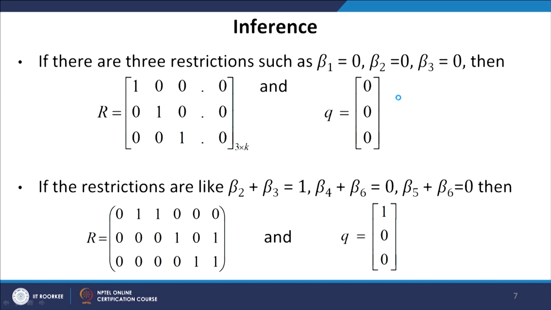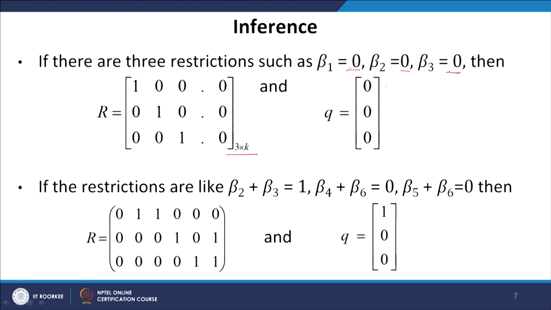Now, suppose there are 3 restrictions such that beta 1 equals to 0, beta 2 equals to 0, and beta 3 also equals to 0. In that case, I have 3 restrictions. So, we have a 3 by k matrix, and q equals to 0, of course, because for all these restrictions on the right hand side I have zeros.